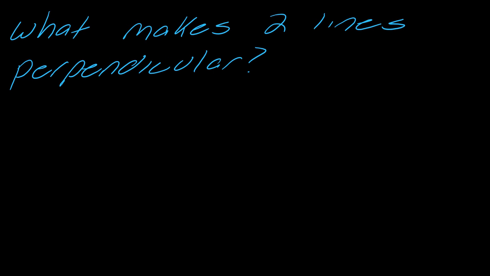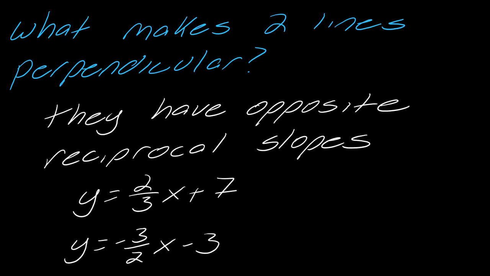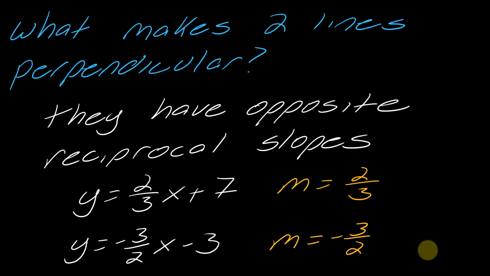And then what makes two lines perpendicular? Well, two lines are perpendicular if they have opposite reciprocal slopes, and sometimes people forget what that means, so just as a really quick example, let's say I've got these two equations here: y equals 2/3 x plus 7 and y equals -3/2 x minus 3. In the first equation, the slope would be 2/3, and in the second one, it would be -3/2. So this is what I mean by opposite reciprocal. Notice 2/3 and 3/2 are reciprocals, and then one is positive, one is negative. That's what I mean by opposite. So that's what we're looking for with perpendicular.